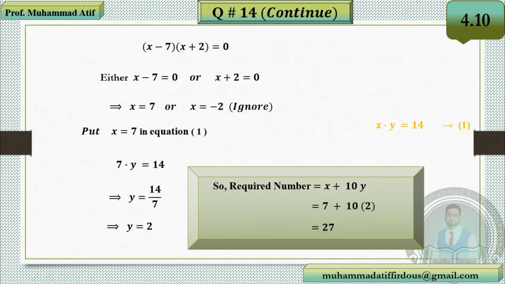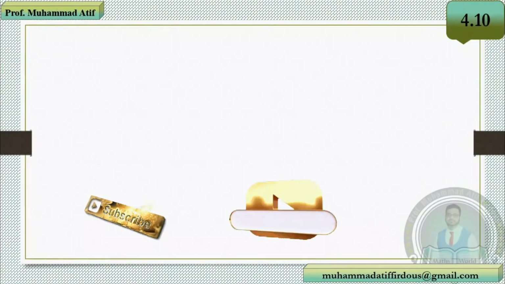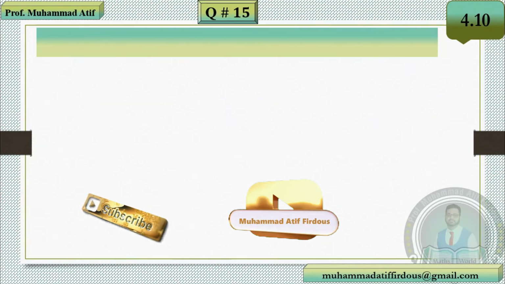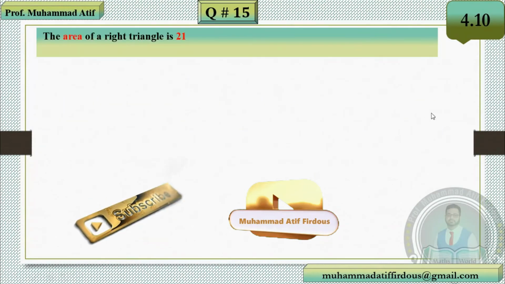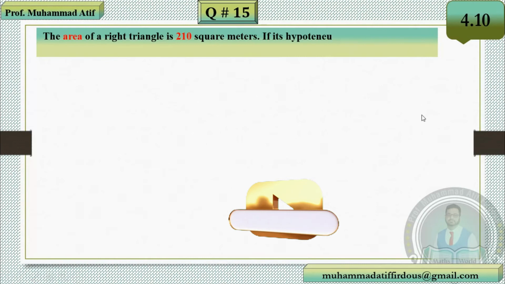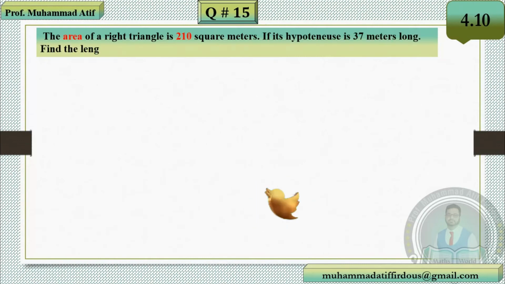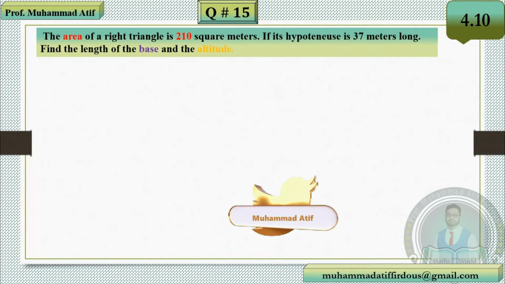Okay. Now we move on to our last question of today's lecture, which is an interesting one, question number 15. It states: the area of a right triangle is 210 square meter, and its hypotenuse is 37 meter long. Find the length of base and altitude.